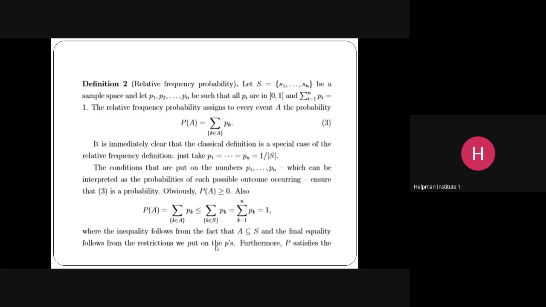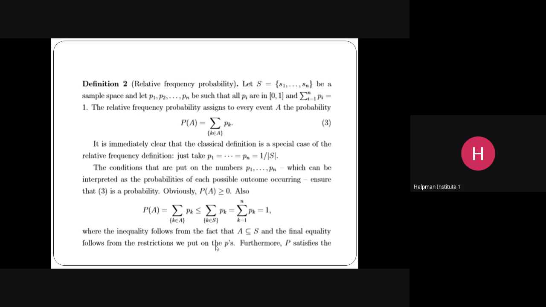Now, it is immediately clear that the classical definition is a special case of the relative frequency distribution. So when we take the first probability equal to the second probability, that is, the probability of the first event equal to the probability of the second event, and so on, it will give us 1 over the number of all the sample spaces. The conditions that are put on the numbers P1 to Pn, which can be interpreted as the probability of each possible outcome occurring, ensure that equation 3 here is a probability.